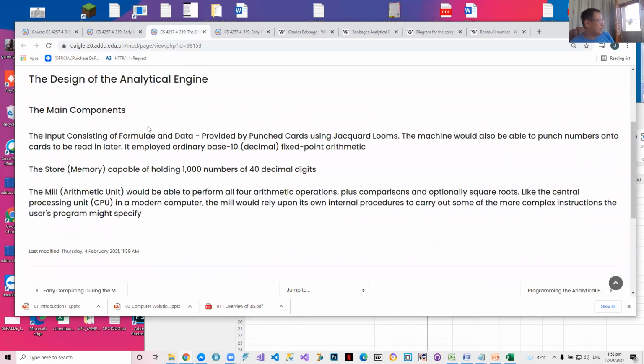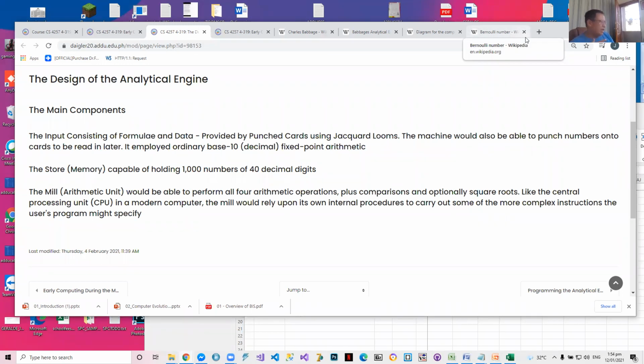Ito yung main components ng analytical engine. Usually, when you run a program, you have a formula and the data. The formula and data are provided by punch cards. Wala pang punch cards during the time. They were using Jacquard's looms. Have you seen a Jacquard loom? It's a machine that is used to weave fabric design.